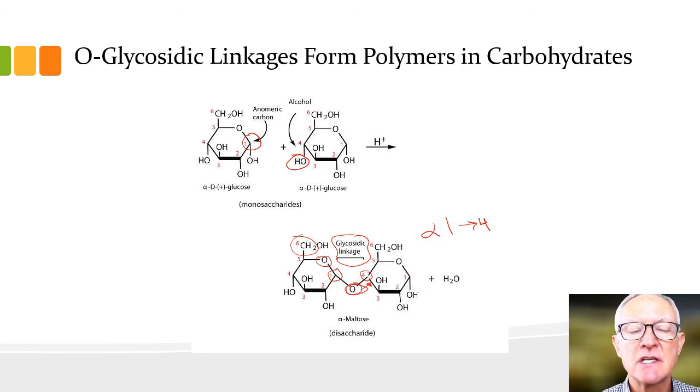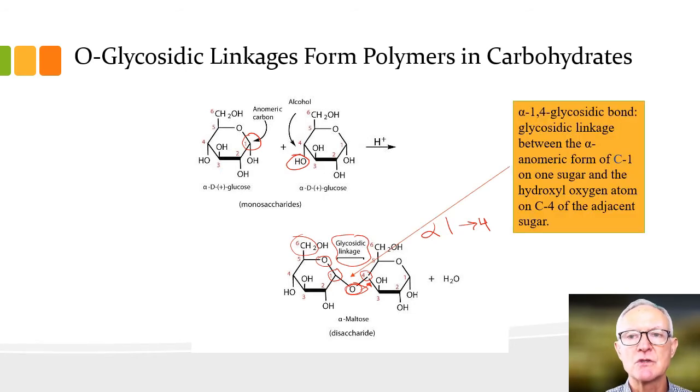So it's a glycosidic linkage, alpha 1,4, and it links two glucose molecules, and those together create maltose. So maltose is a disaccharide with two glucose molecules. So alpha 1,4 glycosidic bond, that's the glycosidic linkage between the alpha anomeric form of carbon 1 on the first sugar and the hydroxyl that was on position 4 of the second sugar.